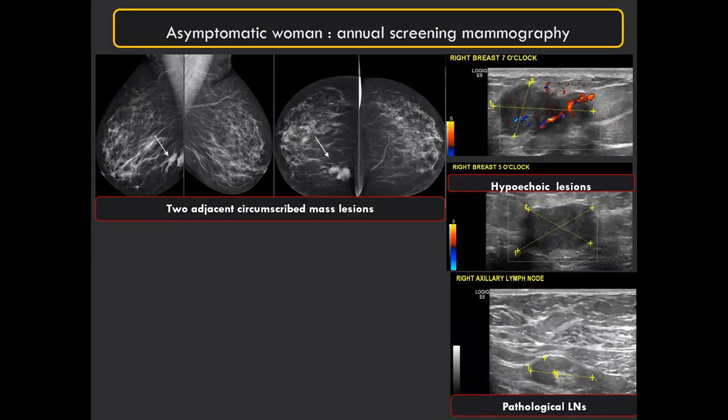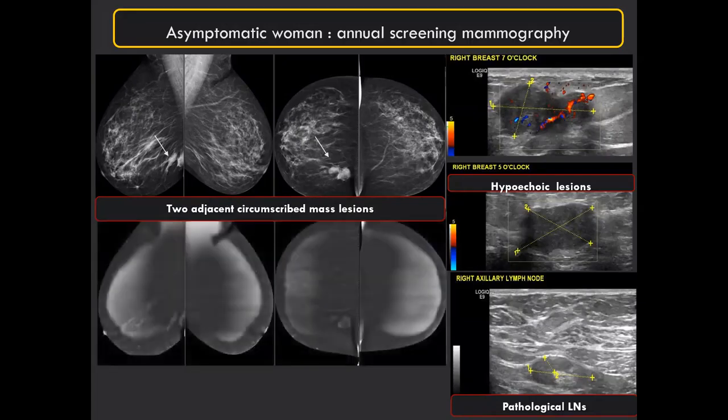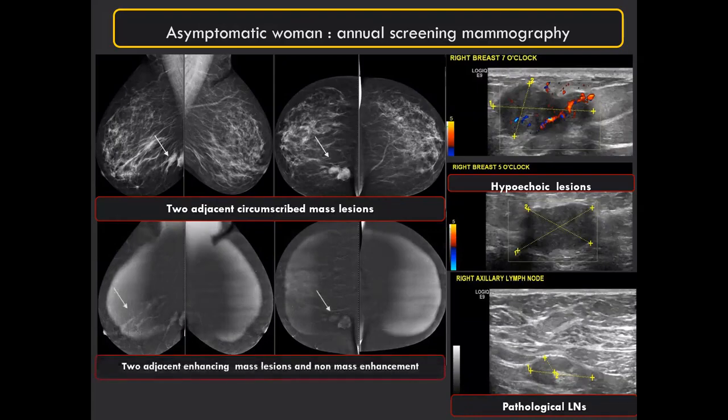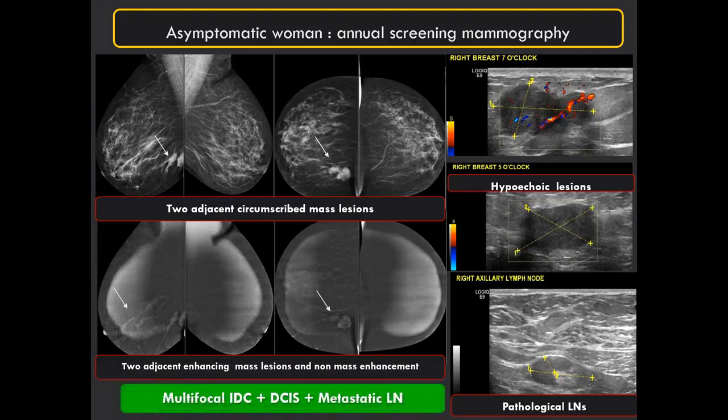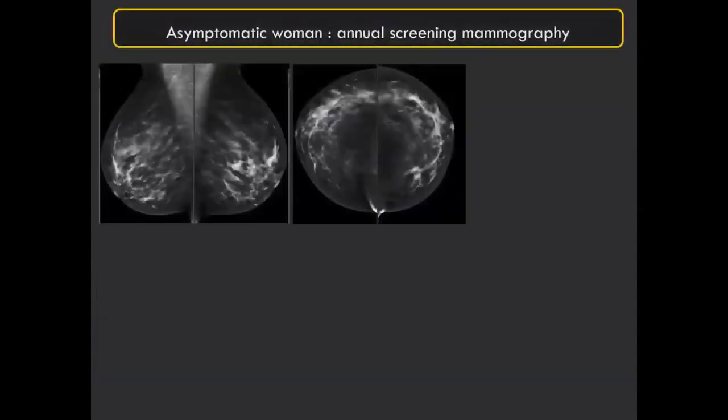with focal cortical thickening. This was her contrast mammogram, and on contrast mammogram, it showed the two lesions excellently, but they were already seen on the mammogram. But what contrast mammography added is the presence of this non-mass enhancement, which was an associated DCIS with an invasive duct carcinoma, and this was only seen on contrast mammography and not on the mammogram and not on the ultrasound as well. This is another asymptomatic patient.